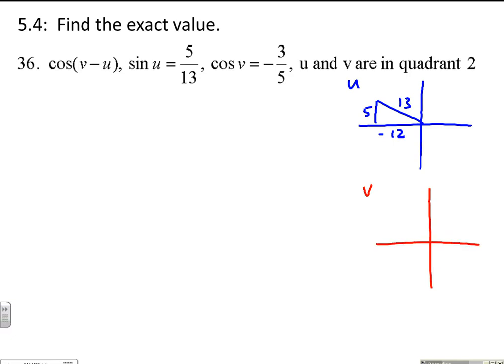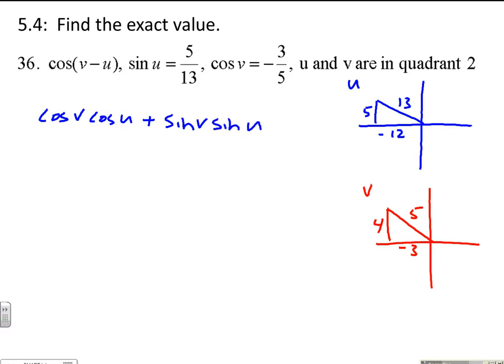Now let's go ahead and draw angle v. It's in quadrant 2, and it has a cosine value of negative 3/5. Are these drawn to scale? Well, they might be close, but not that important. Negative 3/5 cosine value, that's a family as well, conveniently. So we are just supposed to find, mercifully, just cosine of a difference. Well, cosine of a difference, the formula is cosine, cosine plus sine, sine. Cosine v, cosine u plus sine v, sine u.